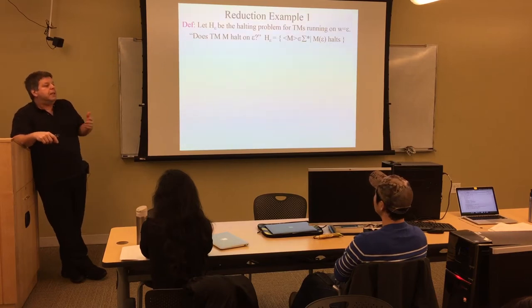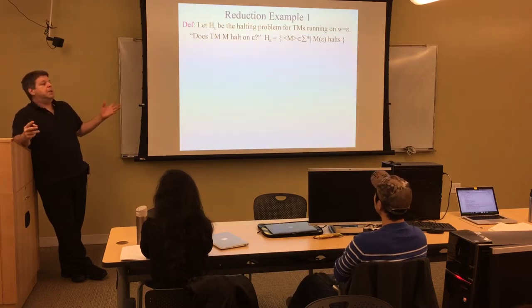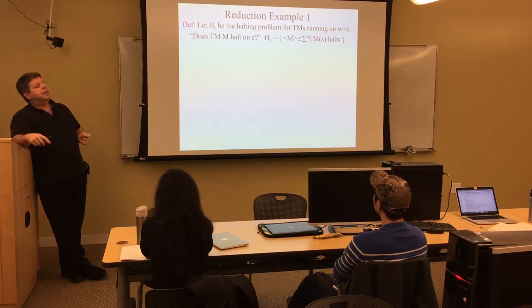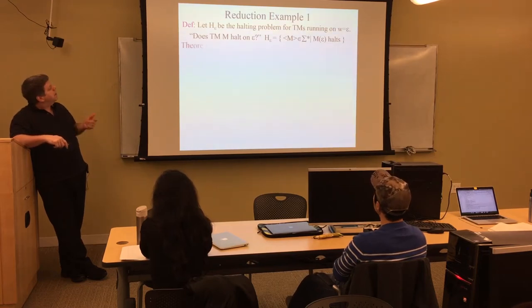Multiplication by one is much easier than multiplication by arbitrary things. Multiplication by one just leaves it alone. X times one is just x. That's easy to compute. But x times y, you have to have some effort there. So maybe the halting problem on the empty tape is easy. Turns out it's just as undecidable as the original. We're about to prove that.